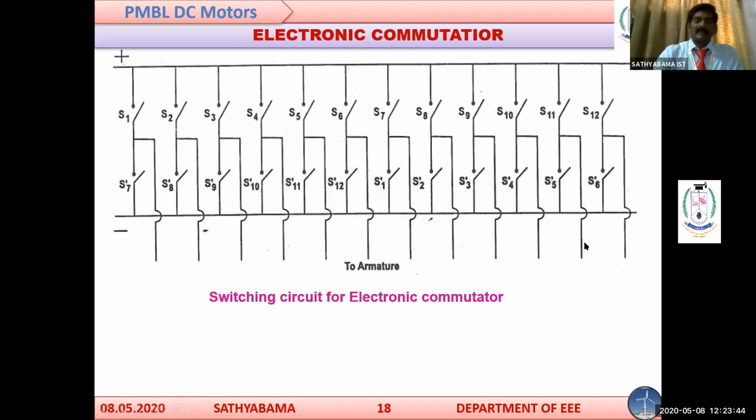Here, these switches are replaced by solid state switches. So this is the switching circuit for the electronic commutator. The manual switches are replaced by solid state switches, connected to the positive supply and to the negative supply, and here we place the armature winding. Thus, the armature winding is connected through solid state switches to the supply. It is called the electronic commutator. So we are able to get sparkless operation.